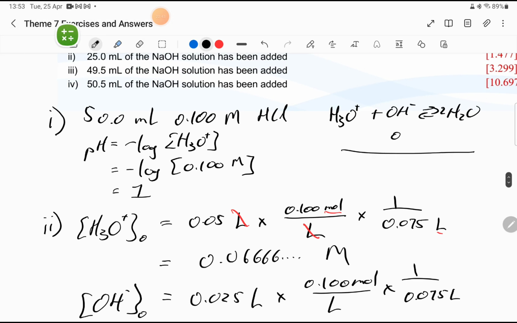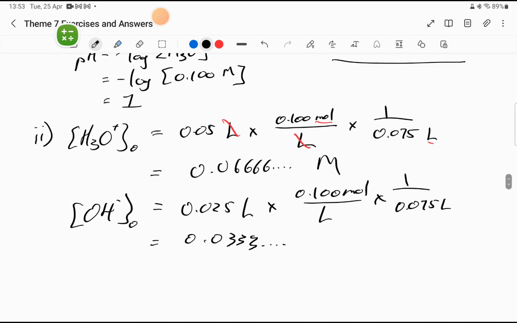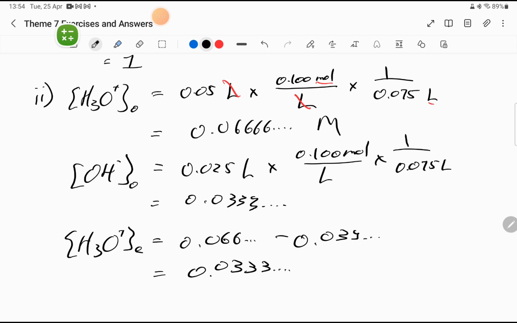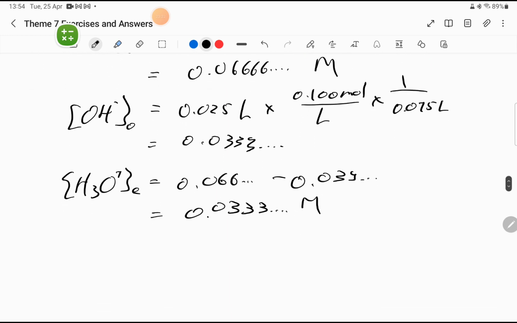And now, based on this reaction that we have, we've dealt now with concentration, which is mole per liter. We've got the same volume. So that means we can just subtract these concentrations from each other, which means our H3O plus concentration at our new equilibrium will be the initial, which is 0.0666, etc., minus our hydroxide concentration, which is 0.0333, etc. And you should have been able to see this ahead of time. That means we end up with 0.0333 molar of hydronium concentration.